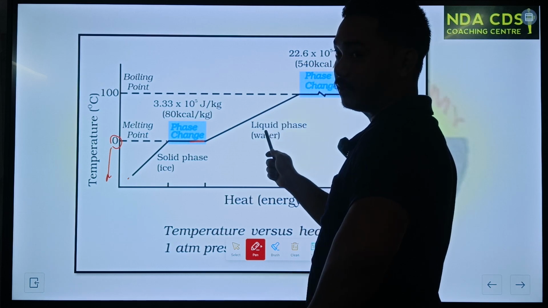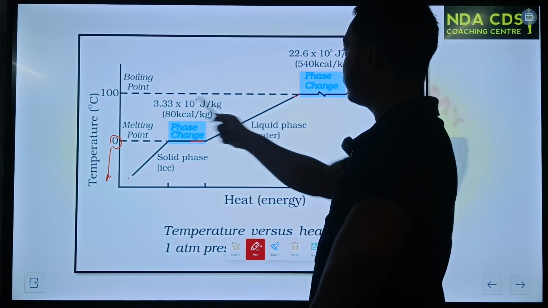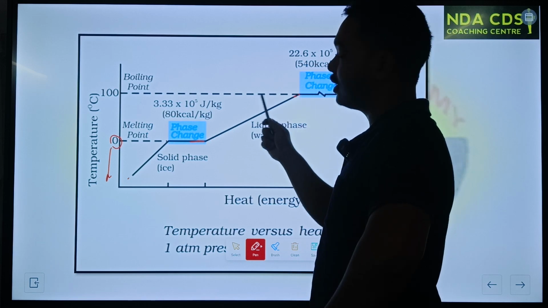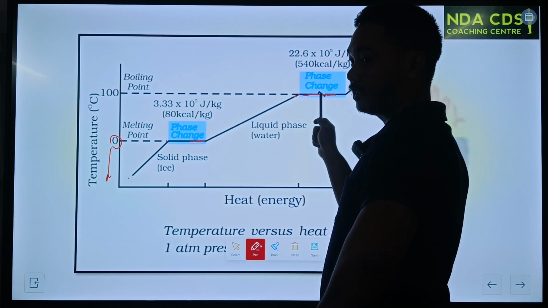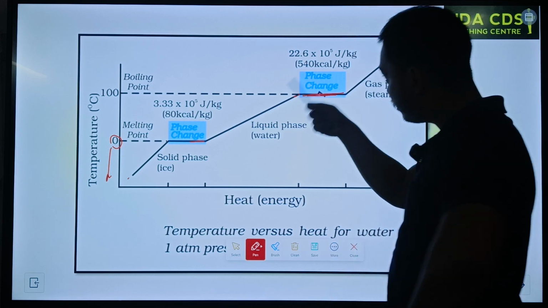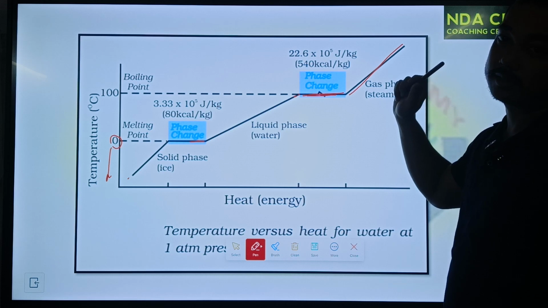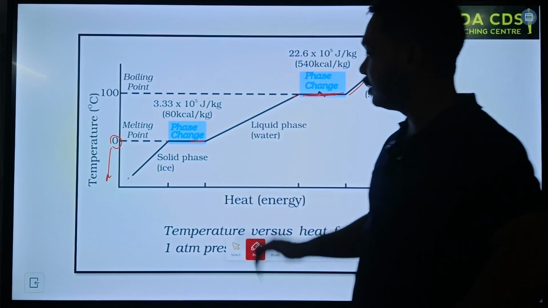Liquid phase pe hai abhi. Temperature is again rising. Now it has reached 100 degrees. Now, until and unless the whole mass of that liquid changes to gas, the temperature will remain the same. And after the change of that whole mass, again the temperature will rise. Got the graph? This is how it happens.